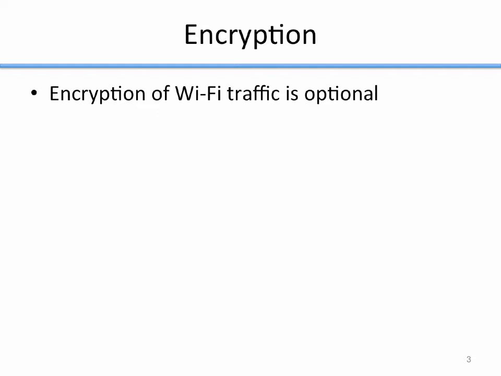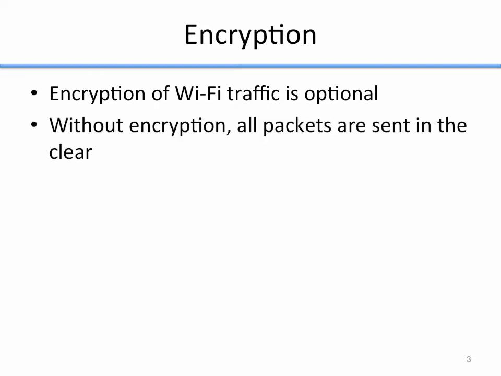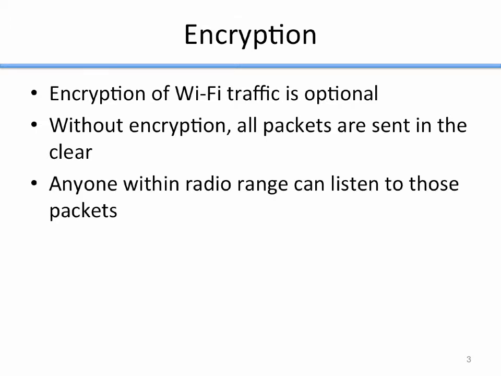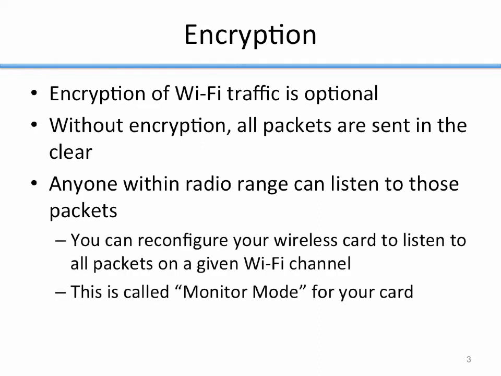So first, let's talk about encryption. Encryption of Wi-Fi traffic is optional. It's not required by the 802.11 standard. And without encryption, which is the way a lot of access points are configured, especially public ones, all packets are sent in the clear because they're not encrypted. And that means that anyone within radio range can listen to those packets and decode them and look at them.